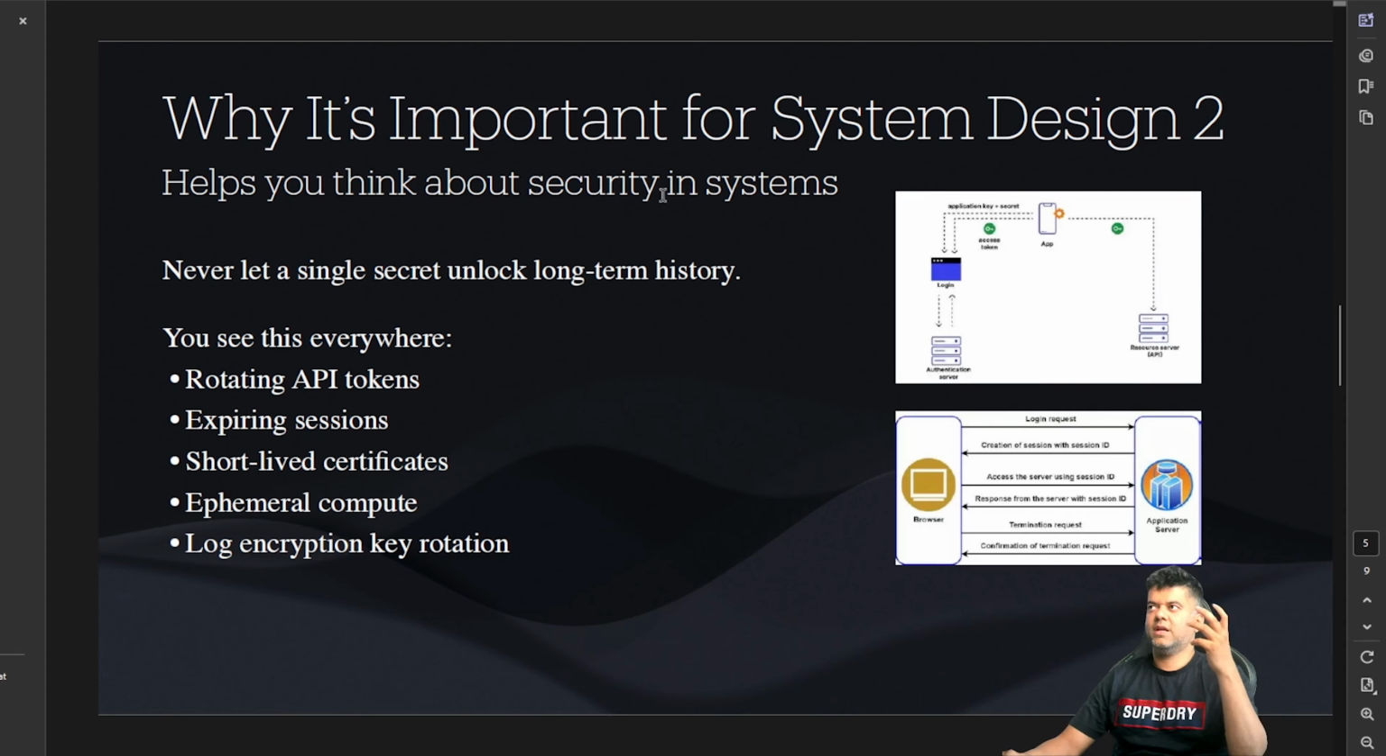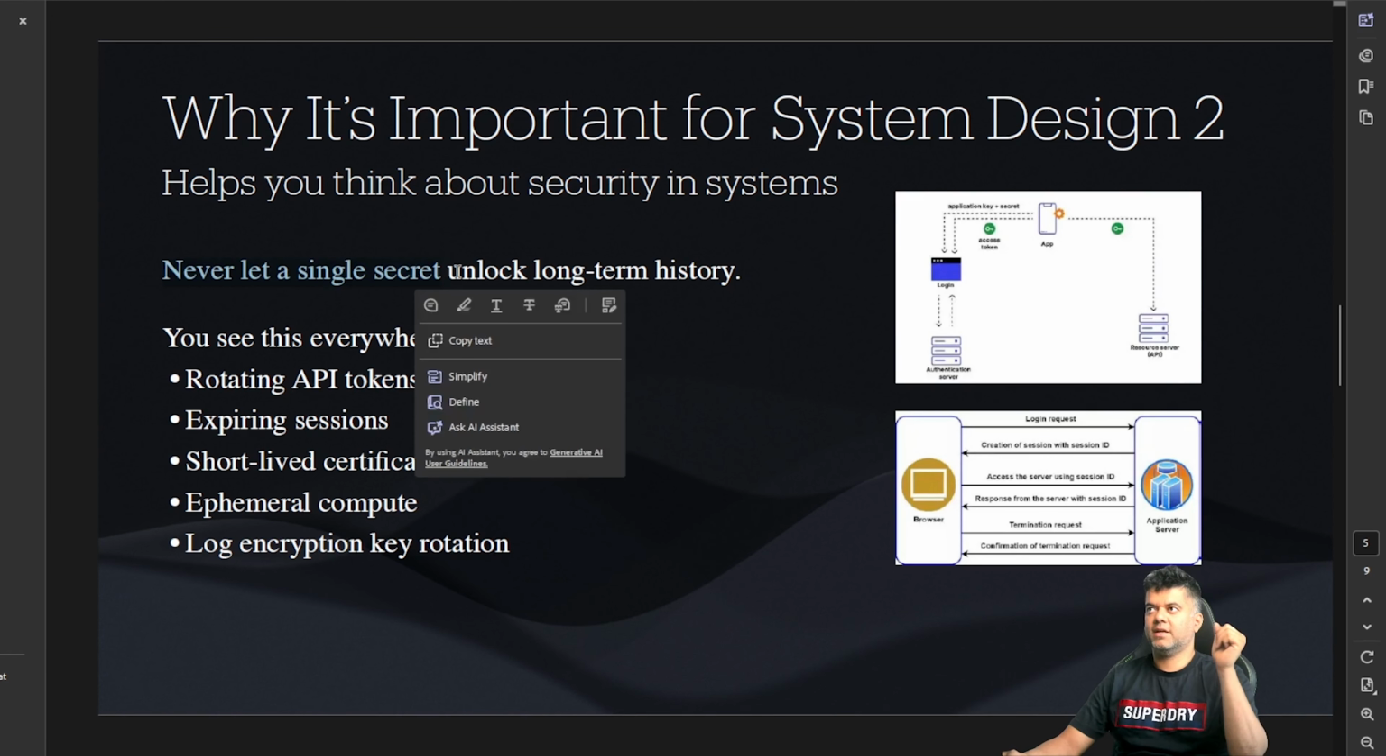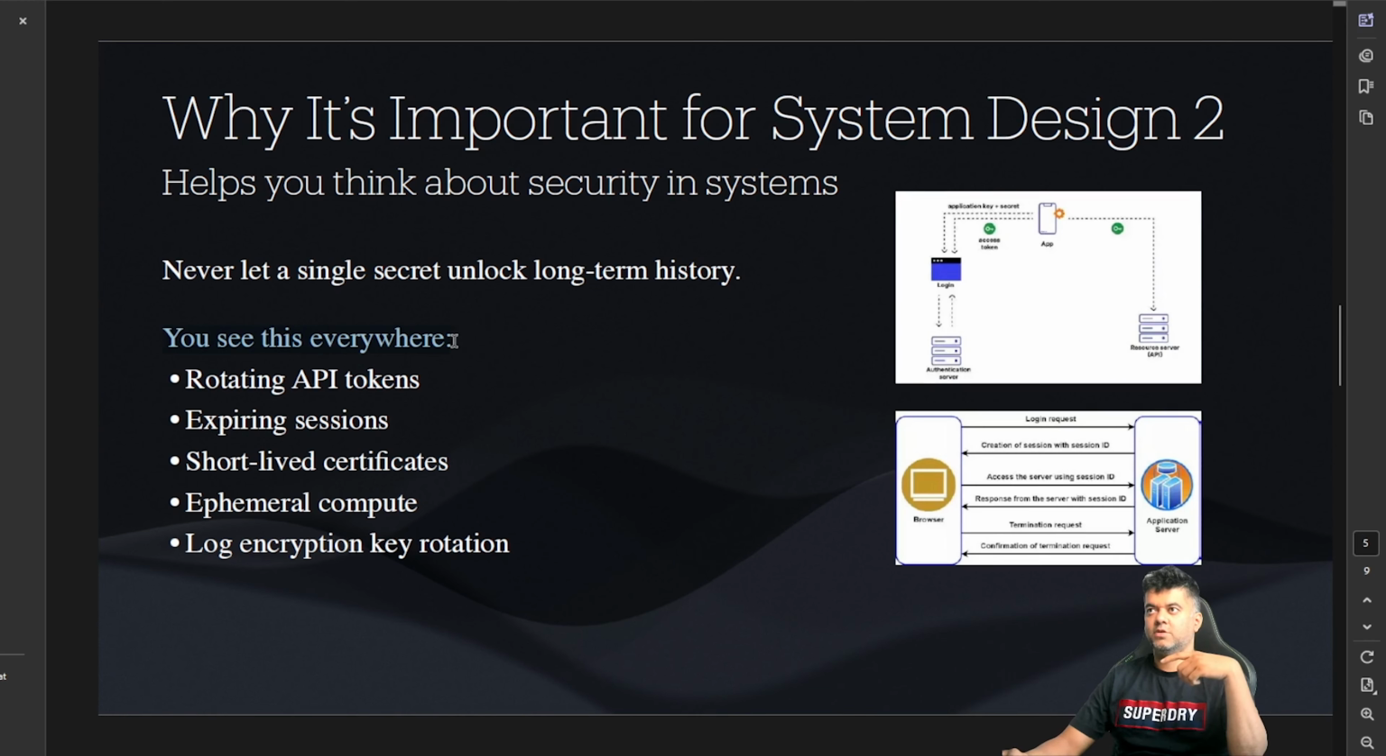So firstly, it helps you think about security in systems, and that's obviously something that we have agreed upon. But you also never let a single secret unlock long-term data. And you see this everywhere in system design. Whenever you have API tokens, you have to keep them rotating. And your sessions need to keep expiring, and you'll have short-lived certificates, and you'll have ephemeral compute, and long-term encryption key rotation.